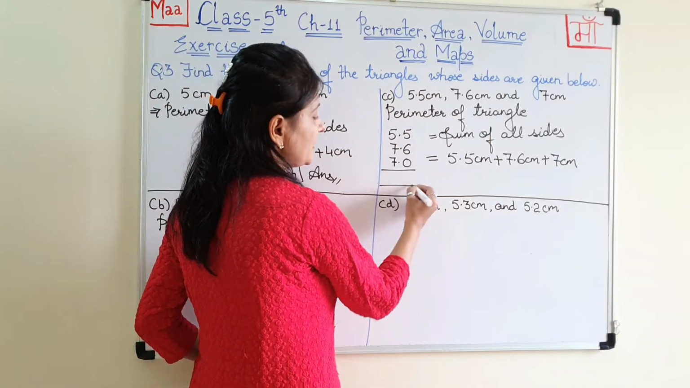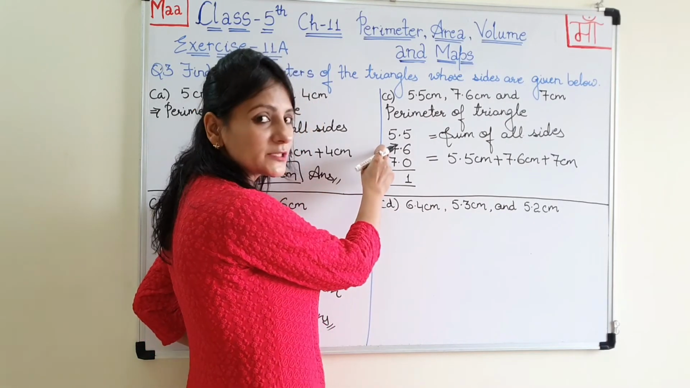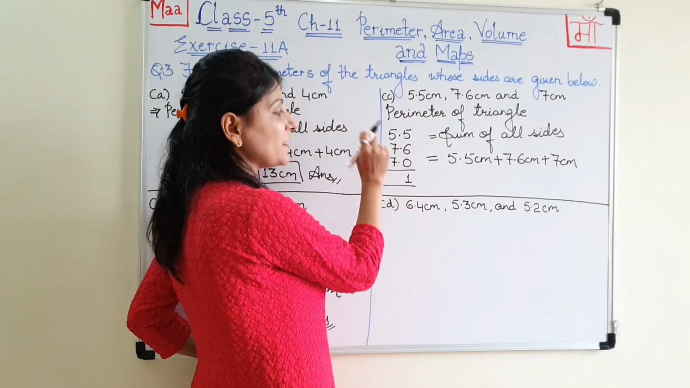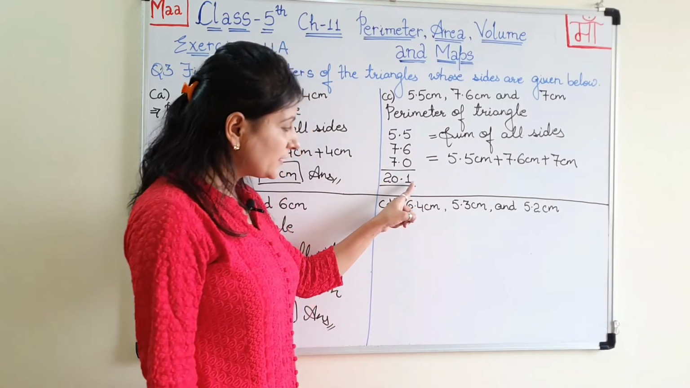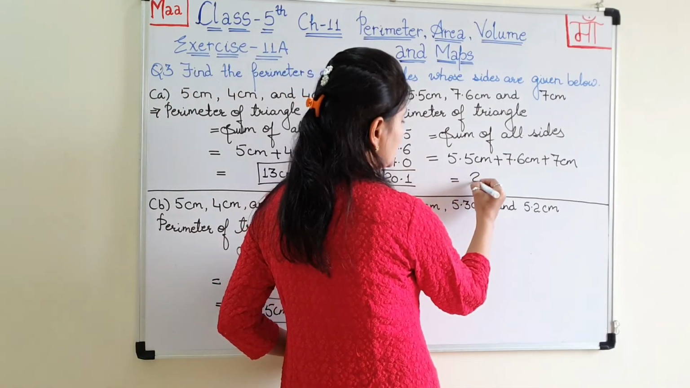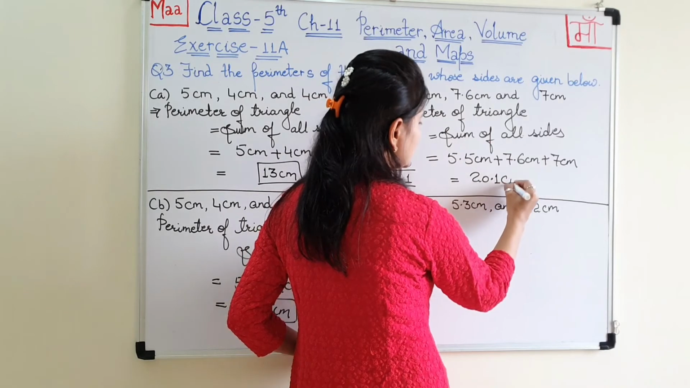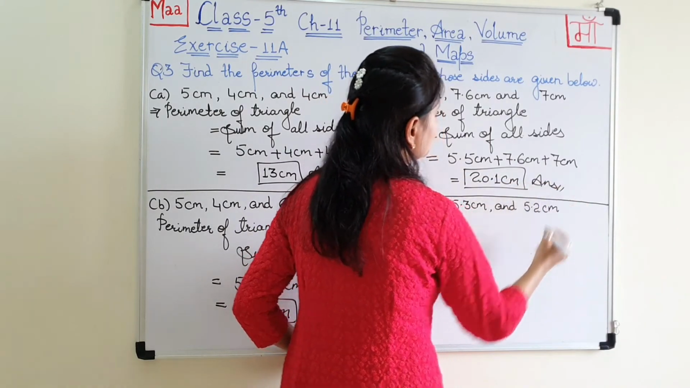Now you can easily add it. So 5 plus 6 is equal to 11, 7 plus 7 is equal to 14, 14 plus 5 is 19, plus 1 is 20. So 20.1. Decimal will come before one digit only from the back side. So the answer will be 20.1 centimeter. So this is the answer of part C.